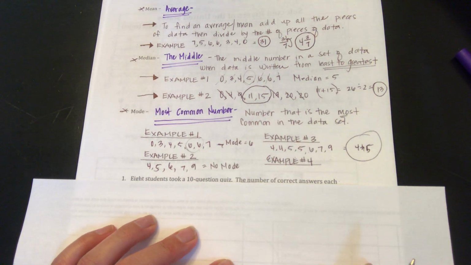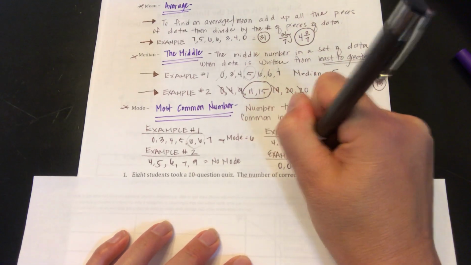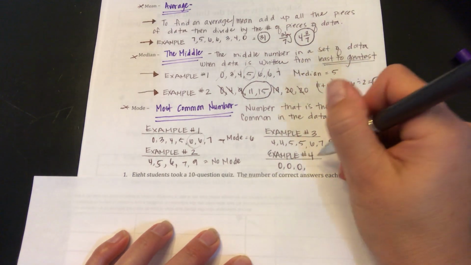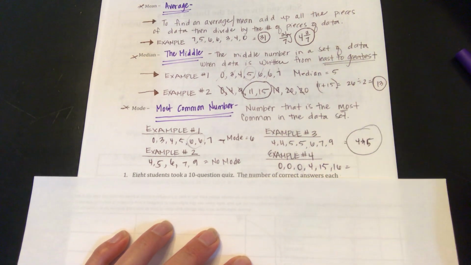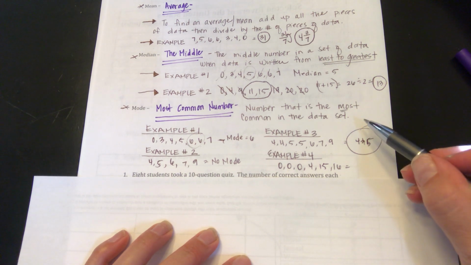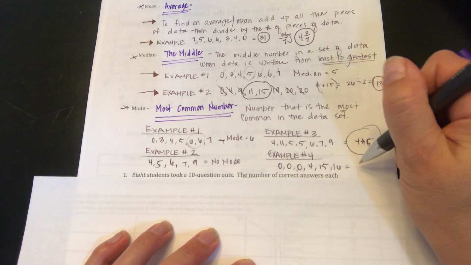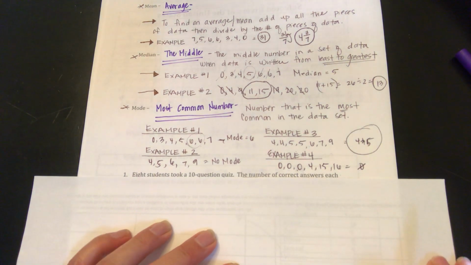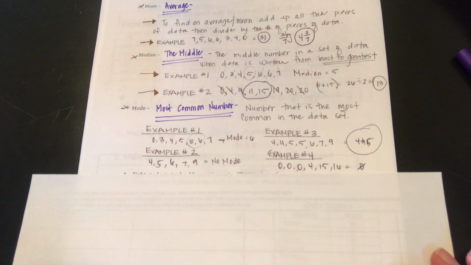And on example 4, we have 0, 0, 0, 4, 15, and 16. Well, the most common number in the data set is definitely 0, but we wanted to do an example with a 0 in it because I think sometimes people think, oh, a 0 isn't a number, so it can't be a mode, okay?